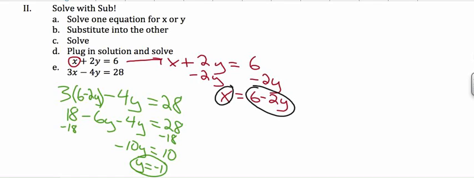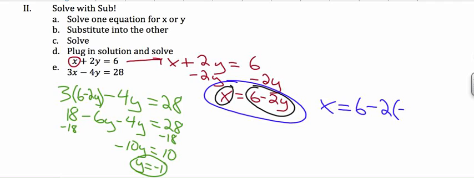So all I have to do now is plug in that value of y equals negative 1 into any place in here that's got both an x and a y. I think the smartest place to put it, though, is right here, in for x equals 6 minus 2y. So I'm going to rewrite x equals 6 minus 2y, except I'm going to put in the negative 1. This turns into x equals 6 plus 2. And I get x equals 8.